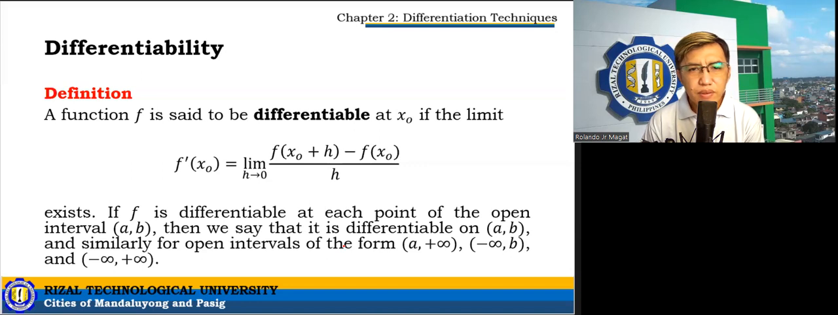And similarly for open intervals of the form a to positive infinity, negative infinity to b, and negative infinity to positive infinity. And we call this one differentiable anywhere.